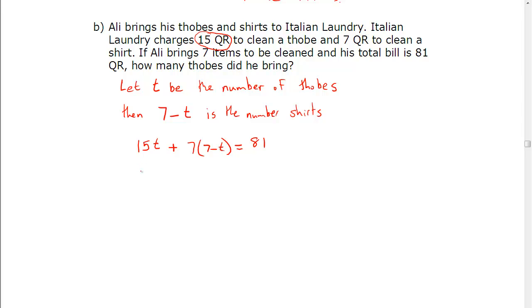So let's go ahead and solve this now. 15t plus 49 minus 7t is 81. 15t minus 7t is 8t. And we're going to move the 49, so minus 49 means we get 8t equals 81 minus 49, which is 32. Divide both sides by 8, and we find out that t is equal to 4.